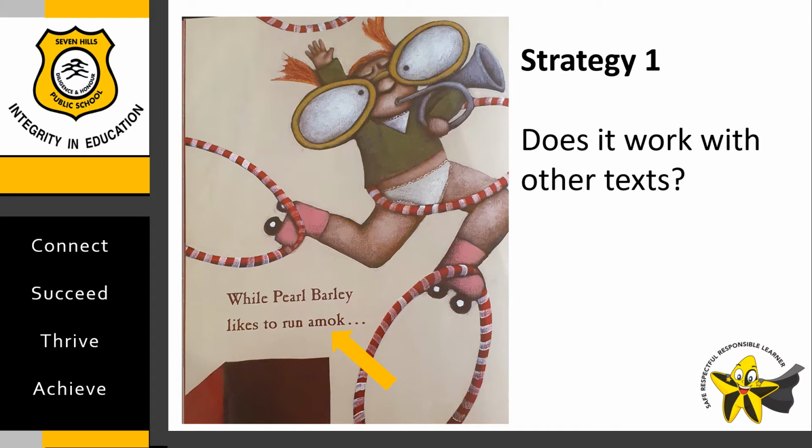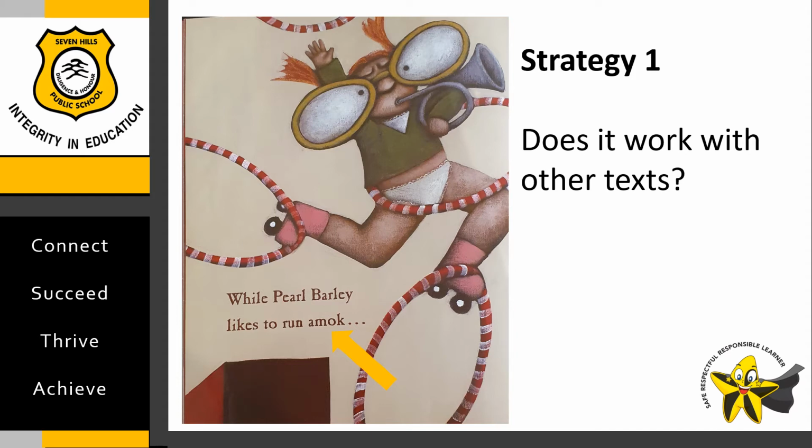Now, if I have a look at the picture, I can see there that she's wearing crazy glasses. She's blowing a trumpet. She's juggling four hula hoops. She's in her underwear and she's got roller skates on.